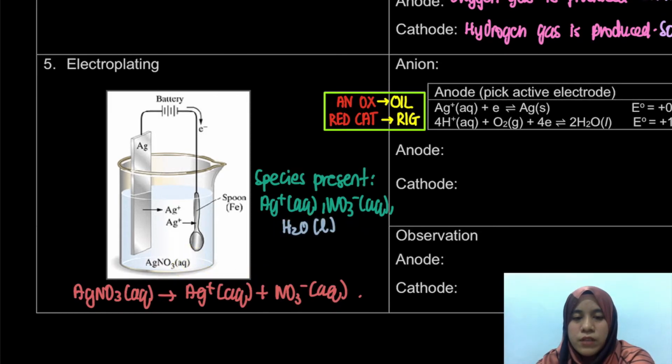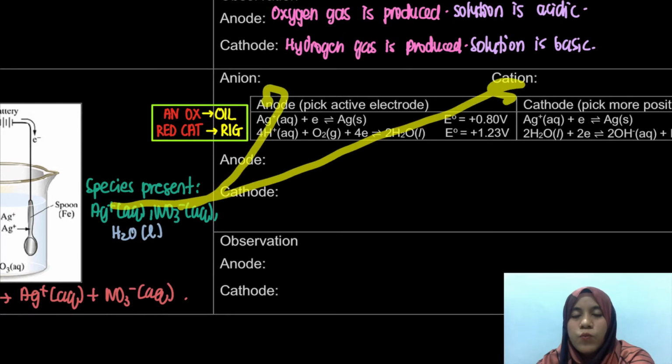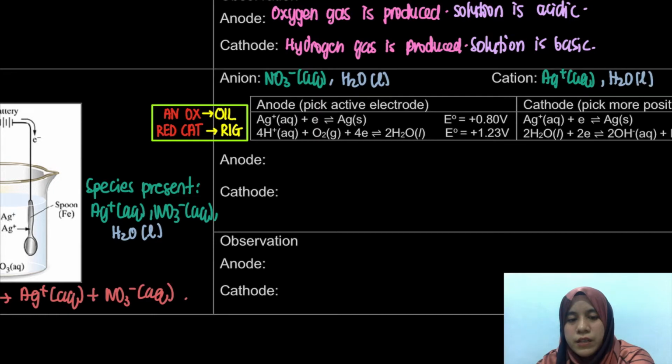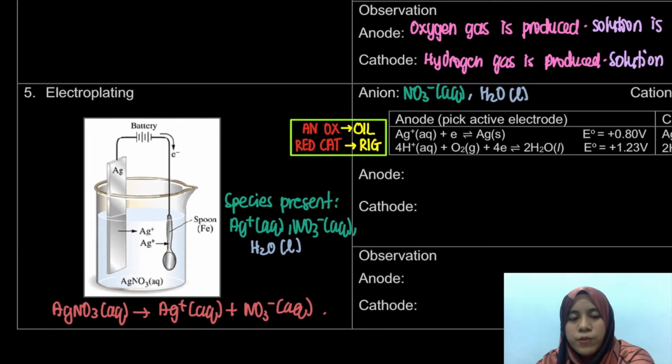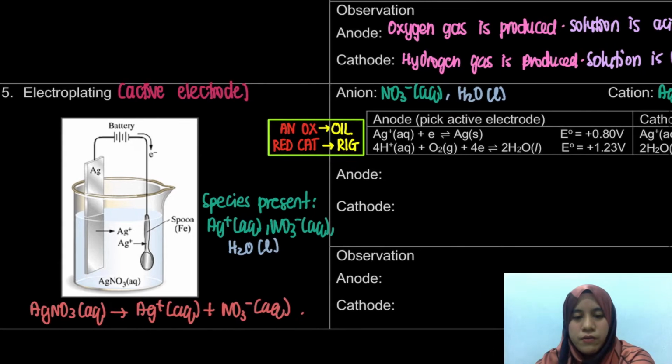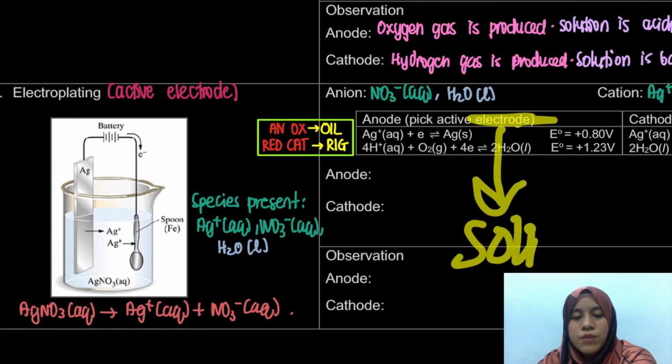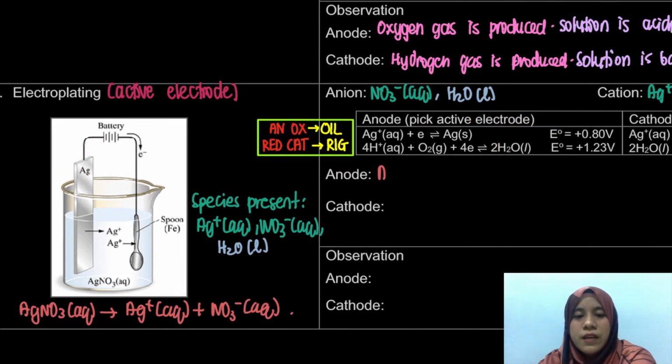Here I'm just going to write down the anion, cation and water. We have to write down both so we can see the choices that we have. But right now, for the case of electroplating, it's an active electrode. The electrode will be involved in the reaction itself. So for the anode, we'll pick the active electrode, which must be solid. As you can see, your electrode is a solid metal plate, so the reactant must be Ag solid.